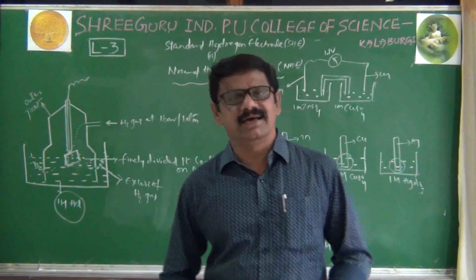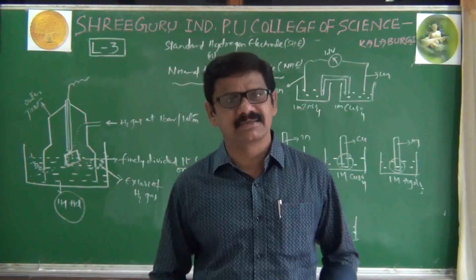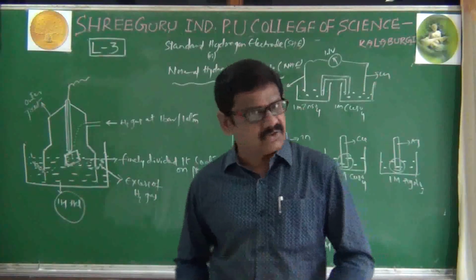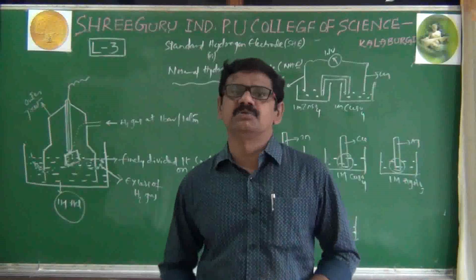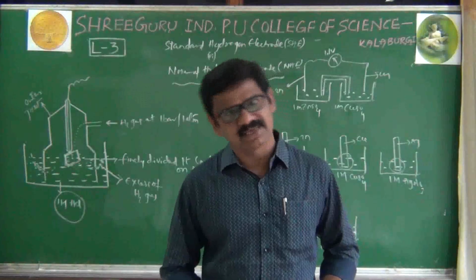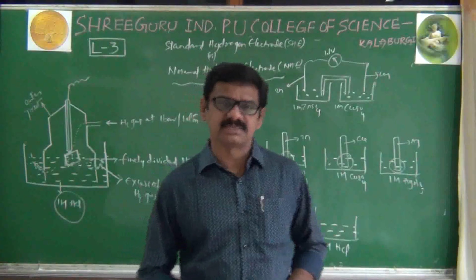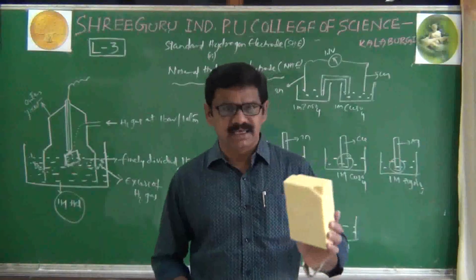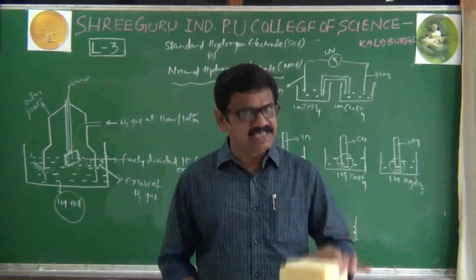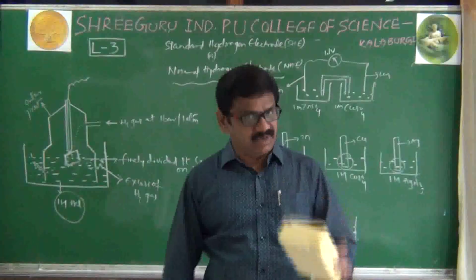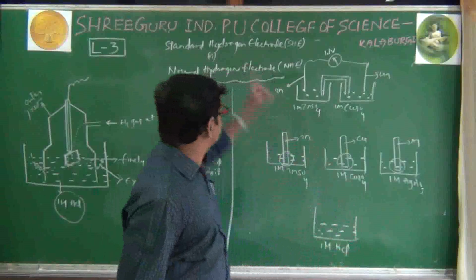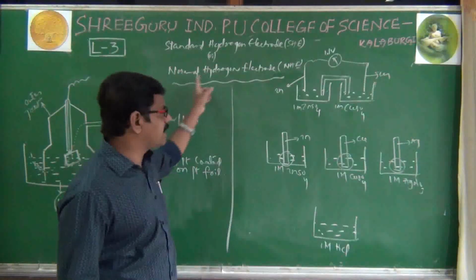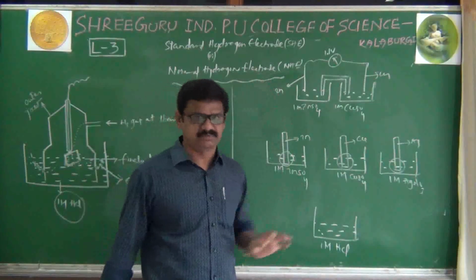Hi students, in the last video we discussed the cell reaction, cell notation, and single electrode potential, standard electrode potentials, standard oxidation potential as well as standard reduction potentials, and along with that we also discussed cell potential, that is the EMF of the cell. In today's class, lecture number 3, we'll start with the standard hydrogen electrode, SHE, or its other name, the normal hydrogen electrode.